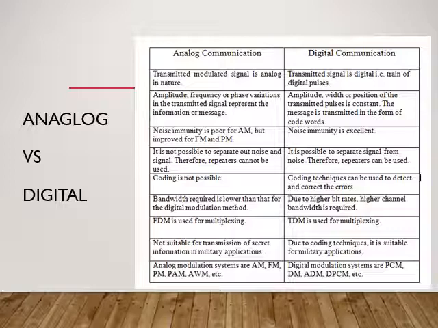Analog is not suitable for transmission of secret information in military application. That is analog communication. We know it is not used in military applications. Due to coding techniques, digital is suitable for military applications. Here some analog modulations are used: amplitude modulation, frequency modulation, pulse amplitude modulation, amplitude wave modulations are there in analog communication. Digital modulations are pulse code modulation, delta modulation, adaptive delta modulation, delta pulse code modulations.